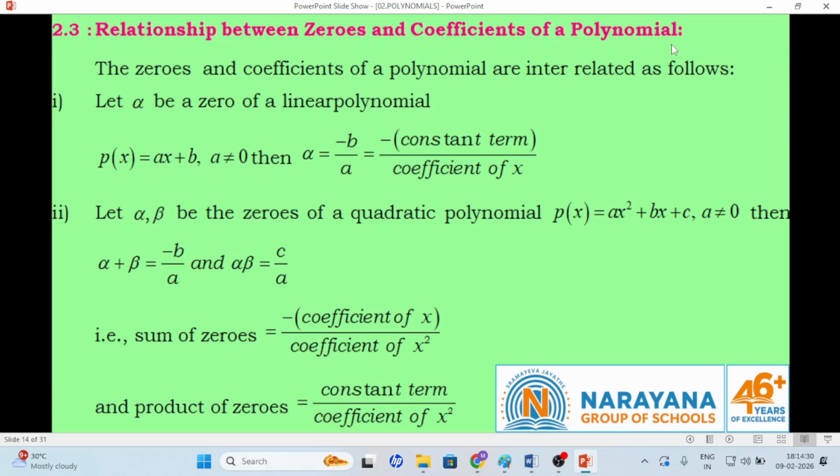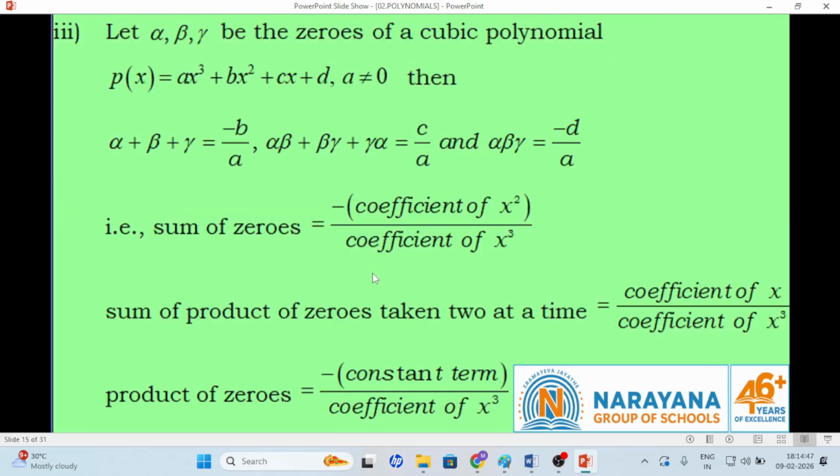Relationship between the zeros and coefficients of a polynomial. Generally, the zero of a linear polynomial is minus b by a. When it is a quadratic polynomial, the sum of the roots is minus b by a and the product of the roots is c by a. So here we are going to discuss the sum of the roots, the product of the roots, and the sum of the products of taking two roots at a time, for the cubic polynomial.